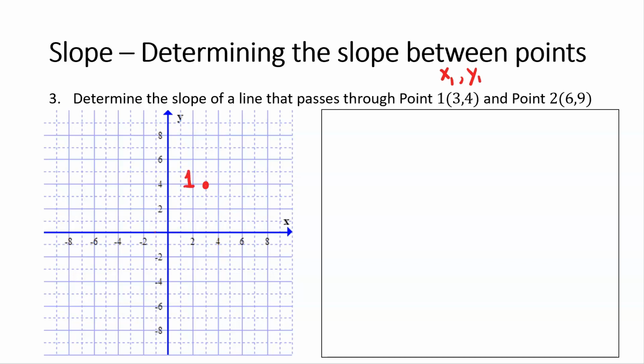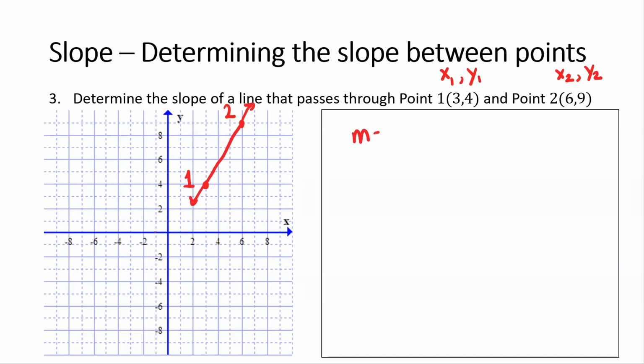Okay, how about point 2? Point 2 has an x value of 6. So point 2's x value is 6, and point 2's y value is 9. So 6 for x, 9 for y. That's point 2 right there. And you want to determine the slope of a line that passes through those 2 points.